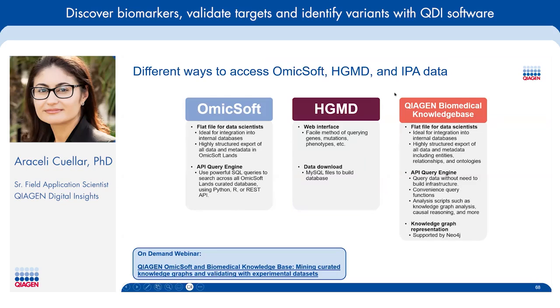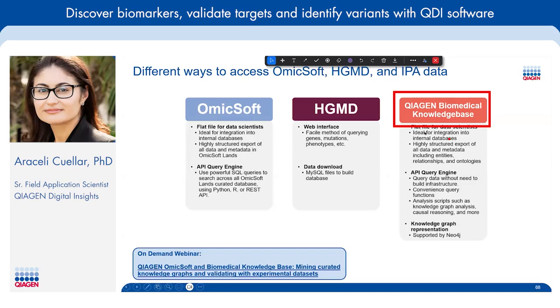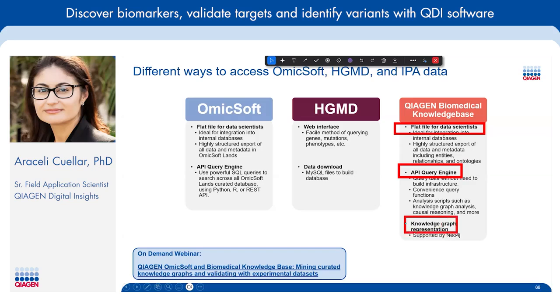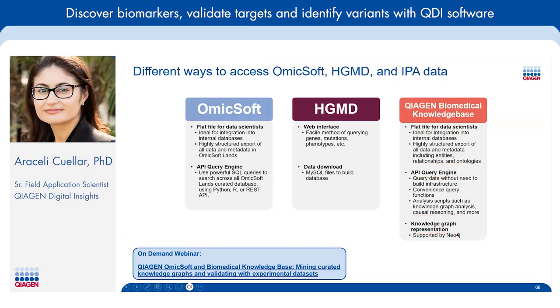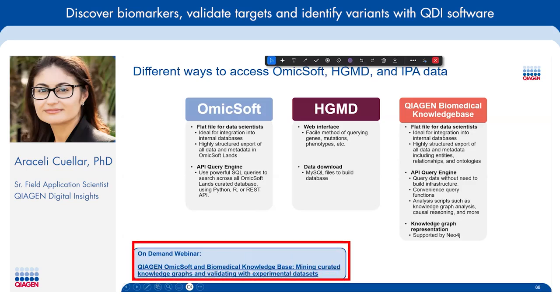And then the QIAGEN knowledge base, which is what is powering IPA, can be downloaded as flat files so that you can integrate them into your pipeline. There is also an API query engine that allows you to query specific data using R or Python. And then there's also a knowledge graph representation that is supported by Neo4j. So if you are interested in these different ways of accessing the data, feel free to check out this on-demand webinar for curated knowledge graphs and validating experimental data sets.